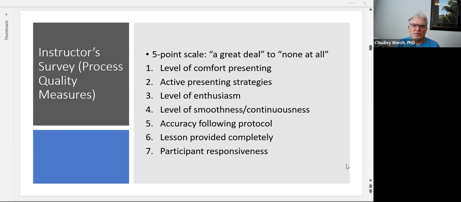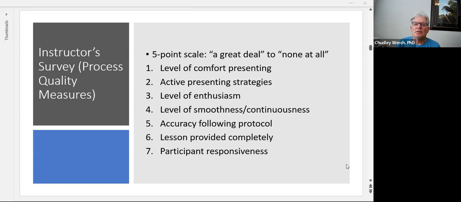Your level of comfort in presenting the program, you want that to be high, a great deal. Active presentation strategies, good eye contact, voice fluctuation, etc. You want that to be high. All of these you want to be high. Level of enthusiasm, very important, because as a prevention plus wellness program implementer, you are implementing a motivational intervention. You want to motivate your youth to consider and to begin to change their behaviors, to improve their health habits, and to avoid substance use. So that's why enthusiasm is very important, especially when you present to a group versus an individual youth, for example.